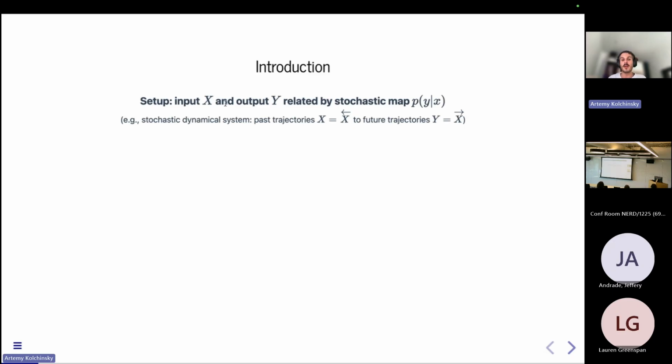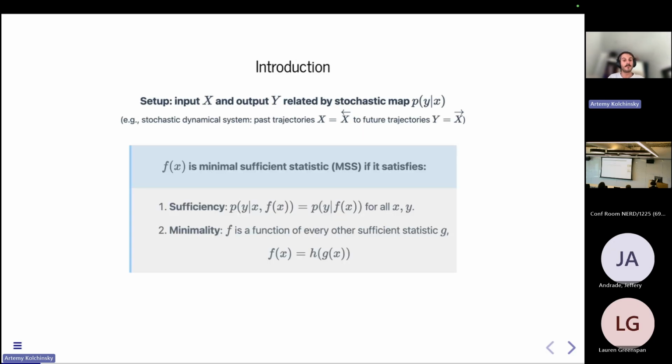So the basic setup I'm going to consider is a very standard one. We're going to think about two random variables, an input X and an output Y, and some stochastic map that relates them. So these could be, for example, the input and output of a neural network, or the past and future of a dynamical system or stochastic process. Or it could be anything, but generally Y is going to be the thing that we care about predicting, and X is going to be the thing that we have available in order to predict Y.